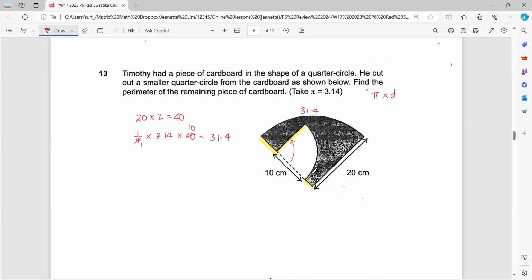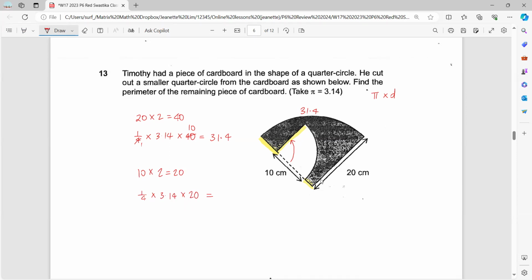Now let's find the arc of the smaller quarter circle. So again, I need the diameter. 10 is the radius, so 10 times 2. This is the diameter. Now, 1/4 times pi times 20. So a quarter of 20 is 5. So take 5 times 3.14.